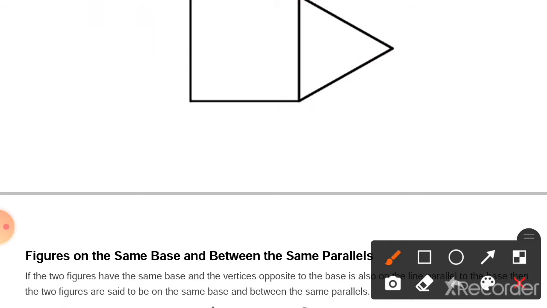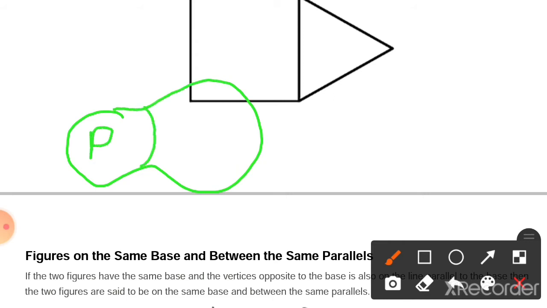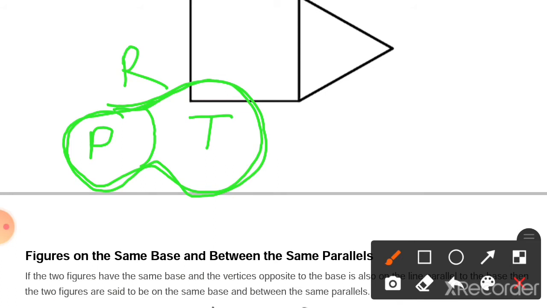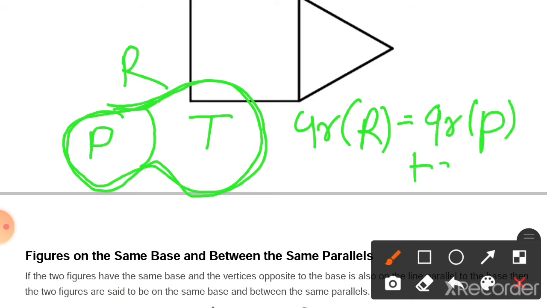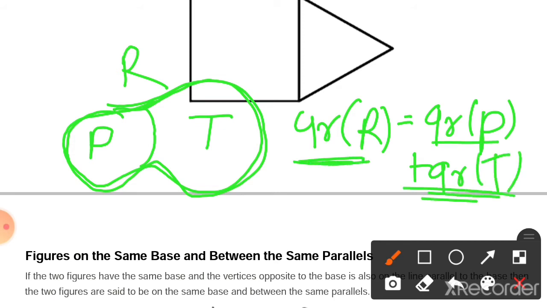In your textbook, the example is given by this. This is the region P and this is the region T, correct? So now the area of the new shape, meaning the whole thing, is called R. So area of R is equal to, what do we write? We write area of P plus area of T, correct students? I hope you understand this concept.